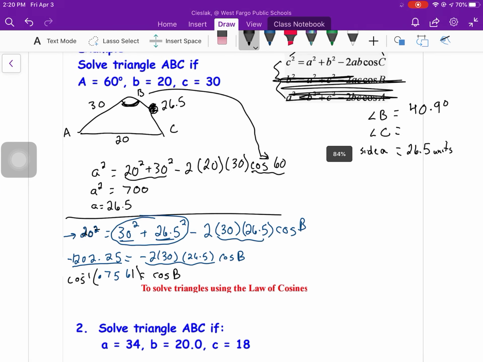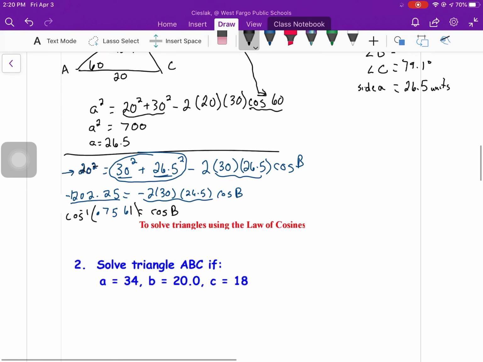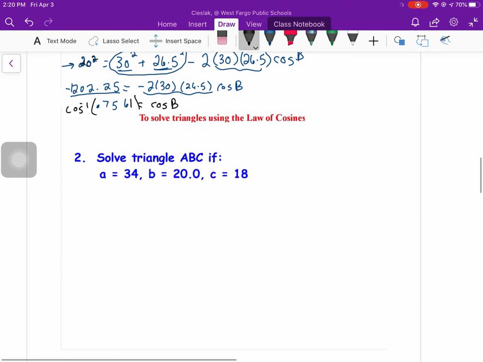Okay. C is then, I can just take 180 since this was 60 and I knew B was 40.9. Take 180 minus those two and we would get that C is 79.1 degrees. Okay, so that was just using law of cosines twice. There are going to be times where you can use both. Sometimes you have to use law of sines. Sometimes you have to use law of cosines.